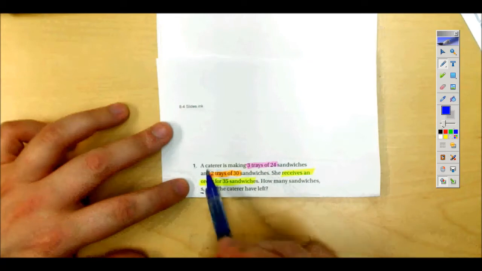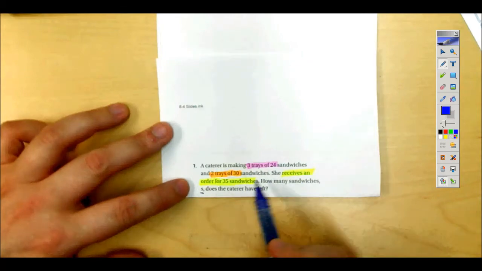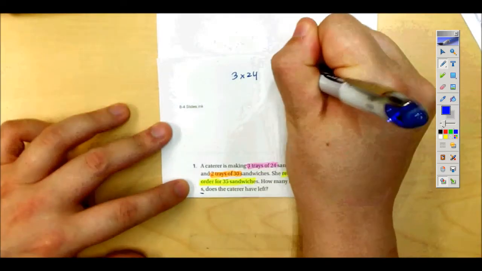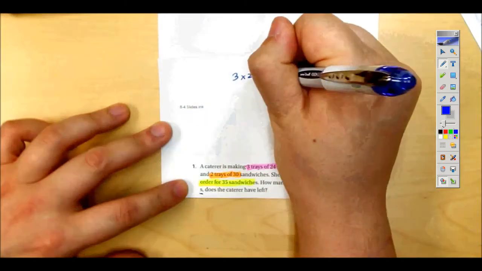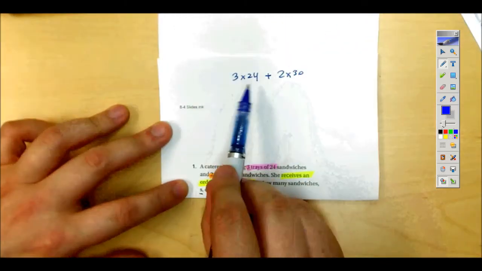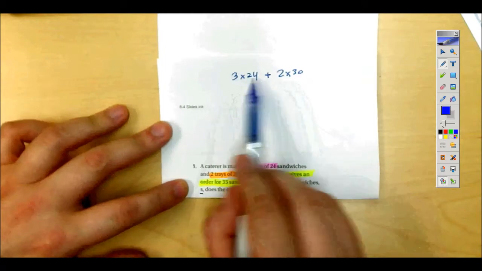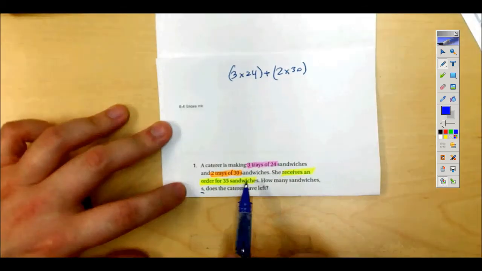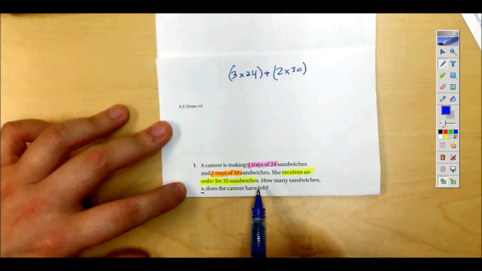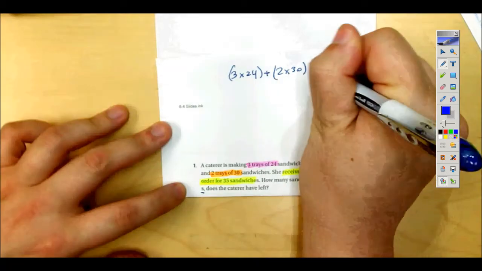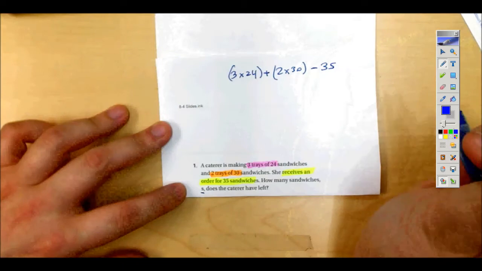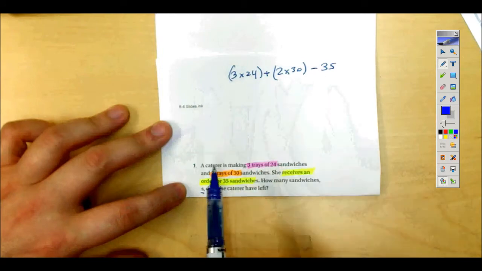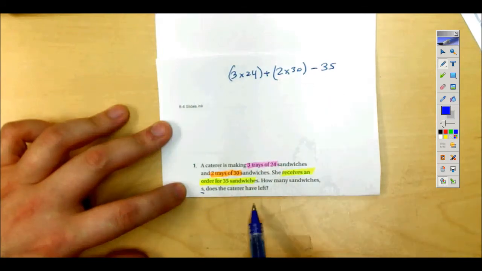So here's how you do it. You look at the parts that we've already highlighted. 3 trays of 24. So I have 3 times 24 and 2 trays of 30. That's 2 times 30. Well, these are both what she made, so I'm going to add these together. I don't need to add parentheses because I know that multiplication comes first in PEMDAS anyway, but you can. Actually, it makes it a little clearer, so I'm going to put the parentheses. She receives an order for 35 sandwiches. Well, I'm going to take away 35 sandwiches from that. You could put brackets around these two if you wanted to, but if you use PEMDAS, it'll actually give you the same answer either way. It's your choice.